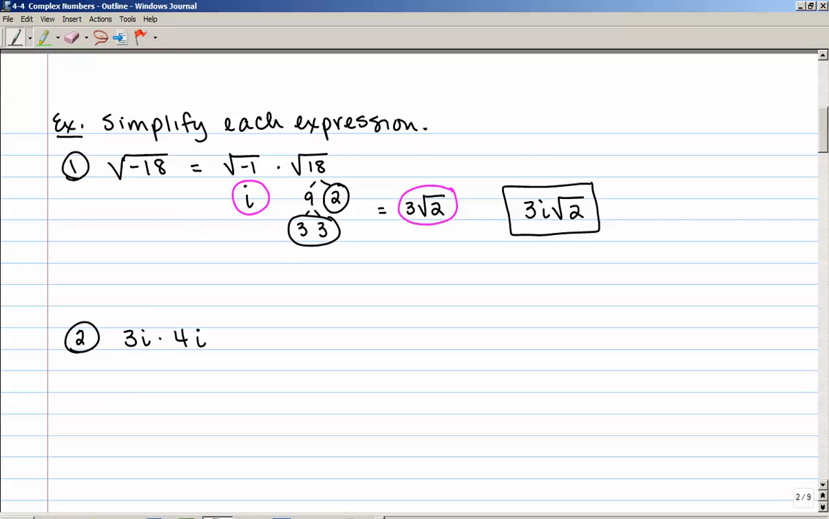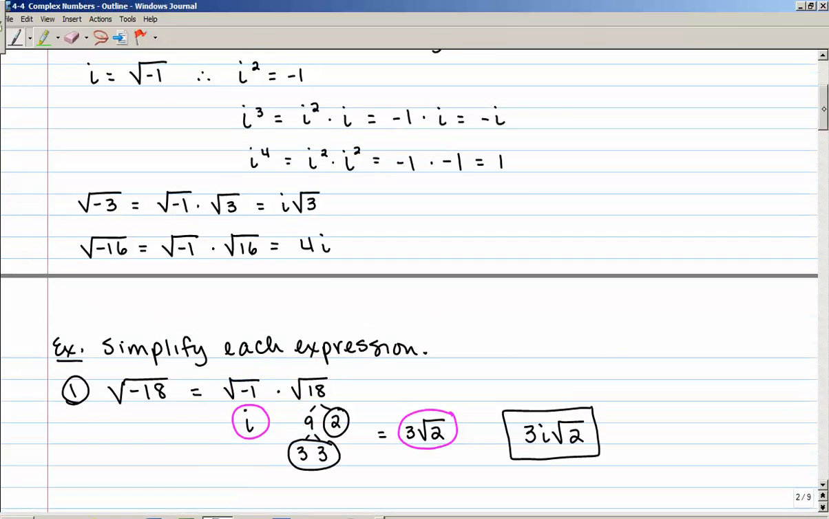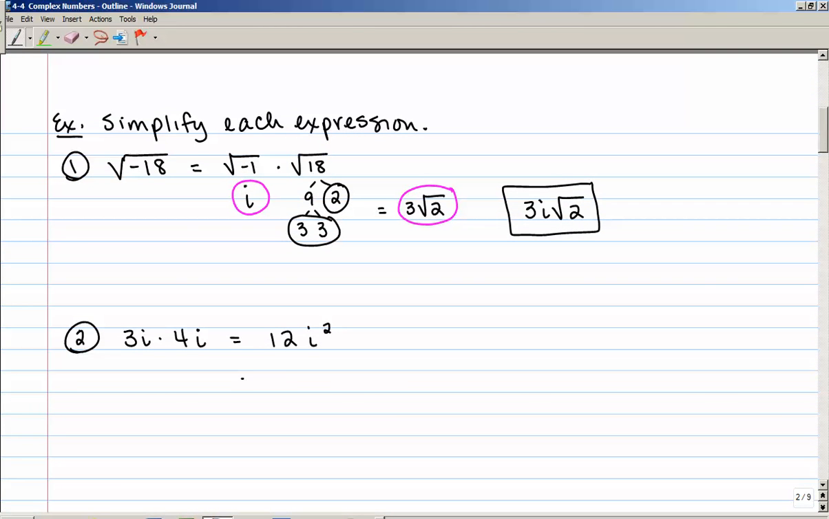Let's take a look at example 2 here. 3i times 4i. I'm just going to multiply this, multiply the regular number parts. So 3 times 4 is 12. i times i is i squared. But remember, we said i squared, we can go back and look at our chart here, i squared is equal to -1. So this is the same thing as saying 12 times a -1, or that's equal to a -12. Multiply the number parts, multiply the i parts.